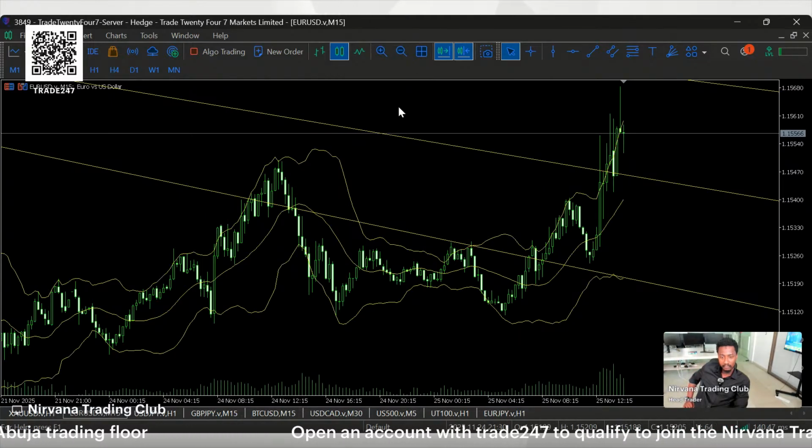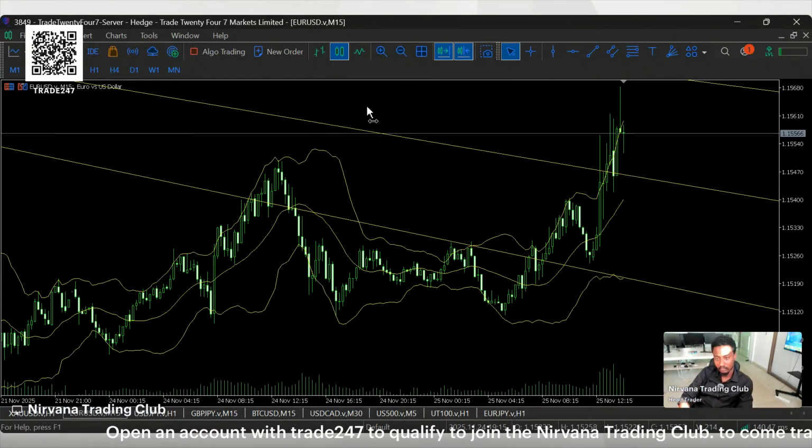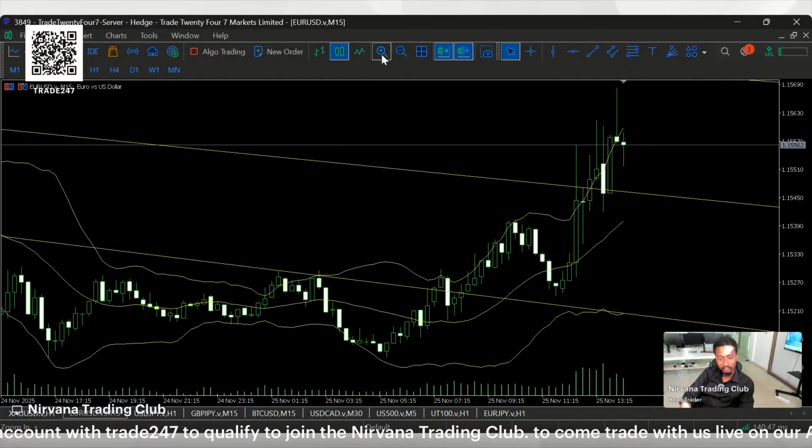Charts. Can you zoom in a bit? The same and much better.